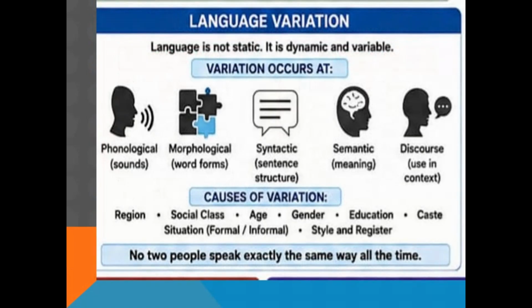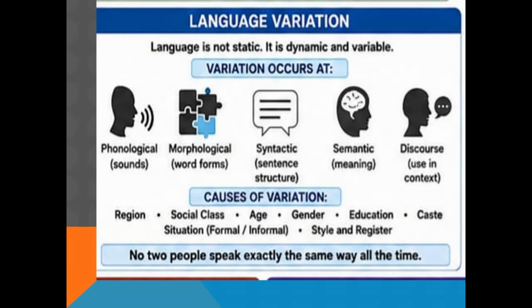One of the most important ideas in sociolinguistics is variation. Variation simply means differences in the way people use language, whether it is at the phonological level, morphological level, syntactic level, or at the semantic level. These differences may occur because of region, age, gender, education, social class, occupation, or the situation in which people are speaking. No two speakers use language exactly in the same way.